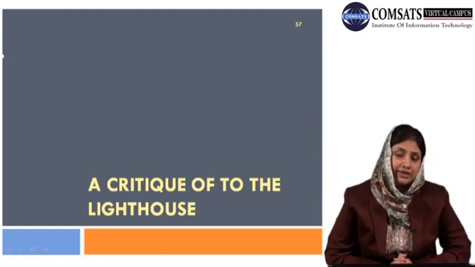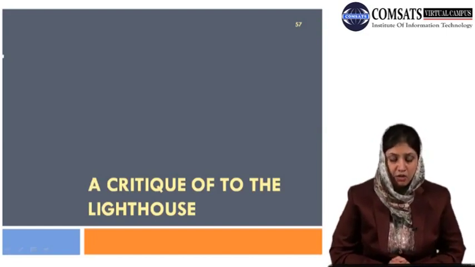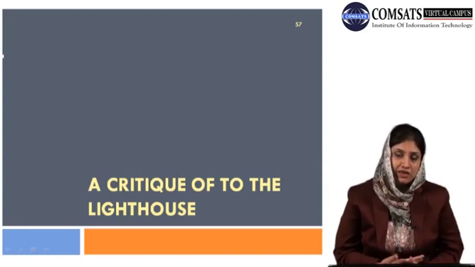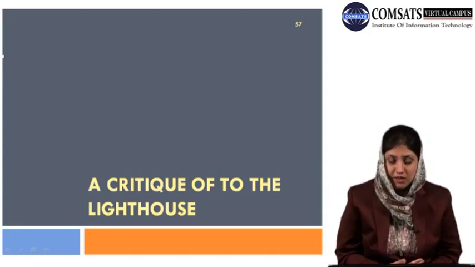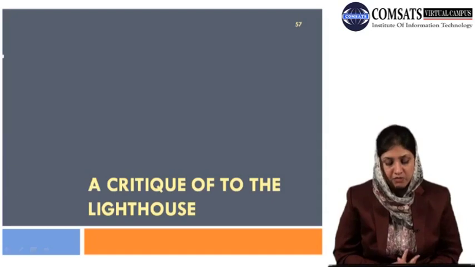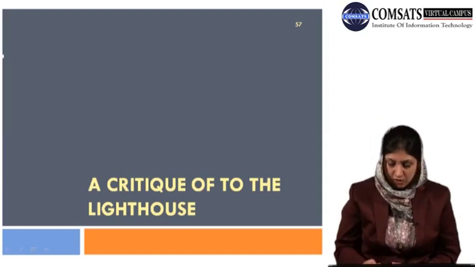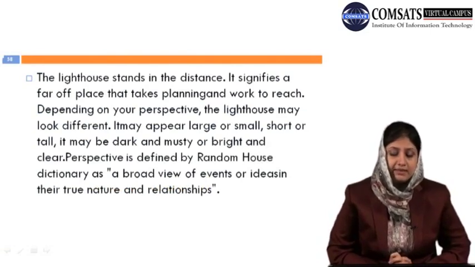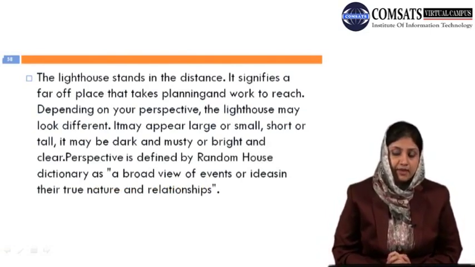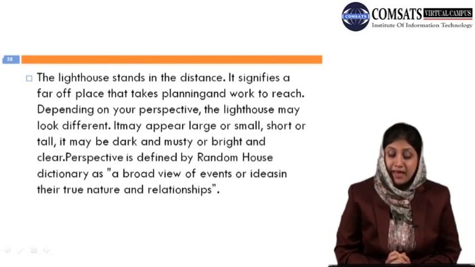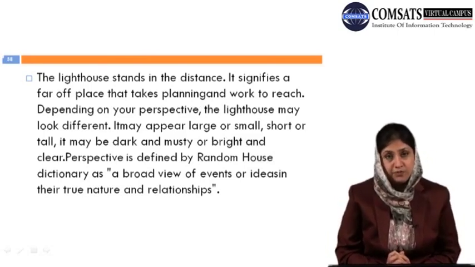So this was about the important lines in the story that were interpreted, and I made it understandable for you. How can you have different interpretations of the same lines, considering its two angles? Now we are going to talk about a critique written on the story. And it is said that the lighthouse stands in the distance. It signifies a far-off place that takes planning and work to reach.